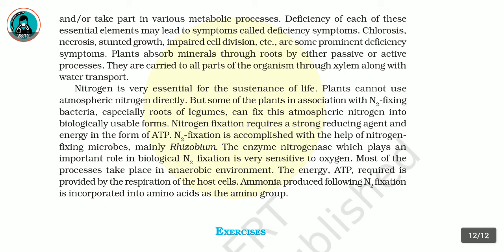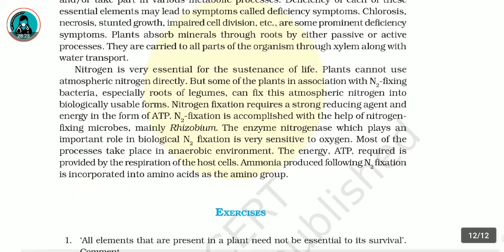The enzyme nitrogenase, which plays an important role in biological nitrogen fixation, is very sensitive to oxygen. Most of the processes take place in an anaerobic environment. The energy, ATP, required is provided by the respiration of the host cells. Ammonia produced following nitrogen fixation is incorporated into amino acids as the amino group.